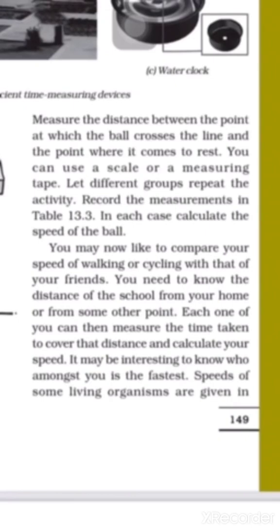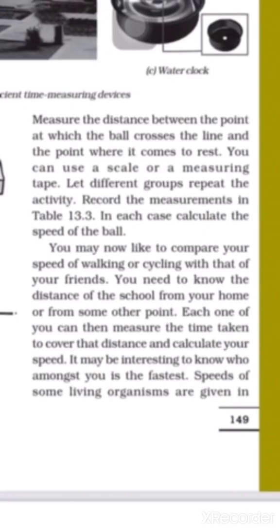Measuring speed. Having learned how to measure time and distance, you can calculate the speed of an object. Let's find the speed of a ball moving along the ground. Measure the distance between the point at which the ball crosses the line and the point where it comes to rest. You can use a scale or measuring tape.